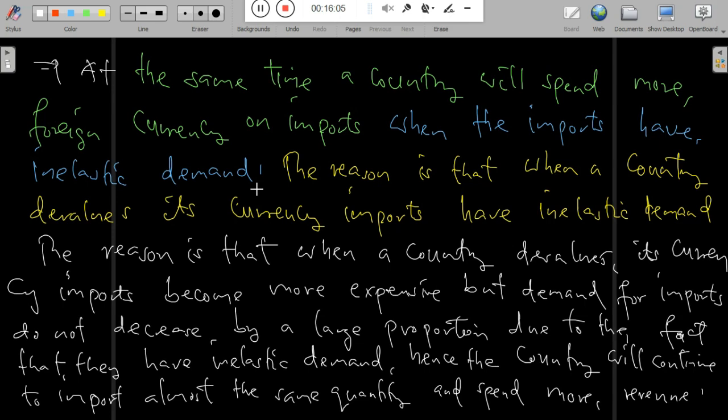But when the elasticity of demand is inelastic, devaluation will not be helpful, because a decrease in price due to devaluation would cause a smaller increase in demand for the country's exports. Therefore, the country will get less foreign currency. At the same time, the country will spend more foreign currency on imports when the imports have inelastic demand. When the country devalues its currency, imports become more expensive, but the demand for imports does not decrease by a large proportion because it is inelastic, and hence the country will continue to import almost the same quantity and spend more revenue.